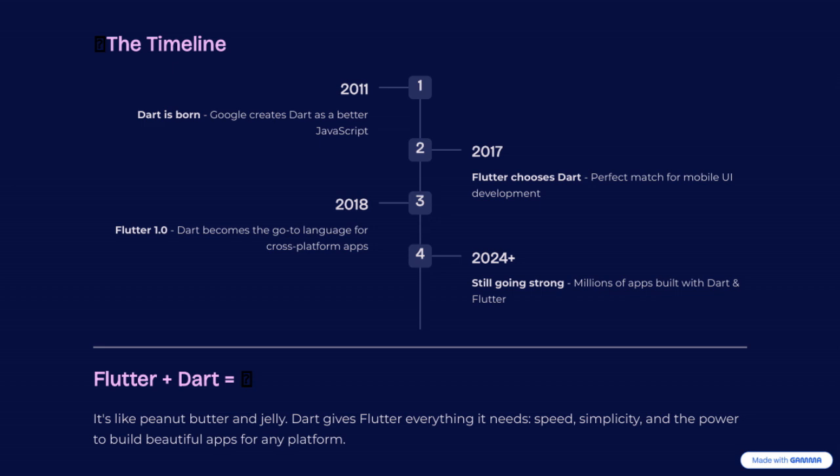Remember, Flutter 1 marked a huge milestone when Dart became the go-to language for cross-platform app development. Back in 2018, Flutter officially chose Dart as its foundation, because it's such a perfect fit for mobile UI development. And even earlier, in 2017, Dart was born. Google created it as a better alternative to JavaScript, aiming to improve the web and app development experience.